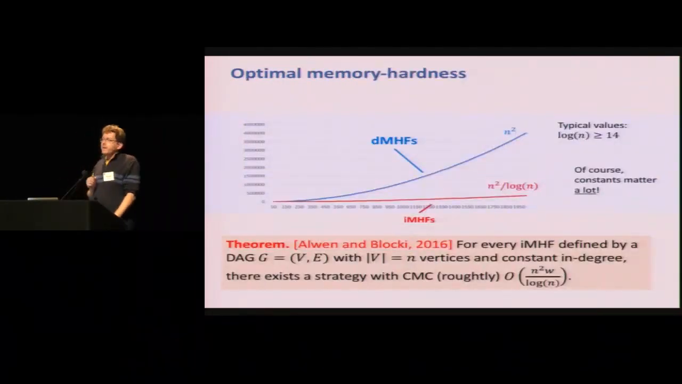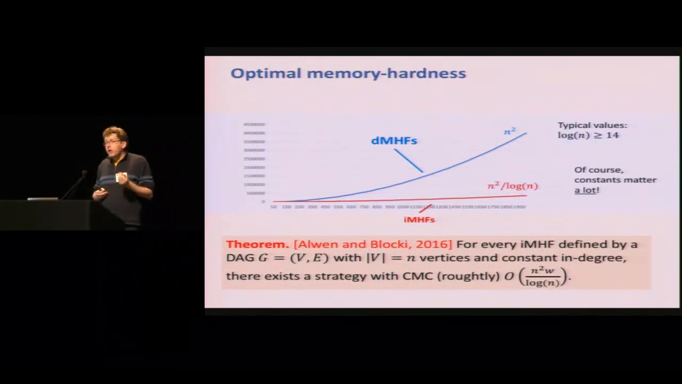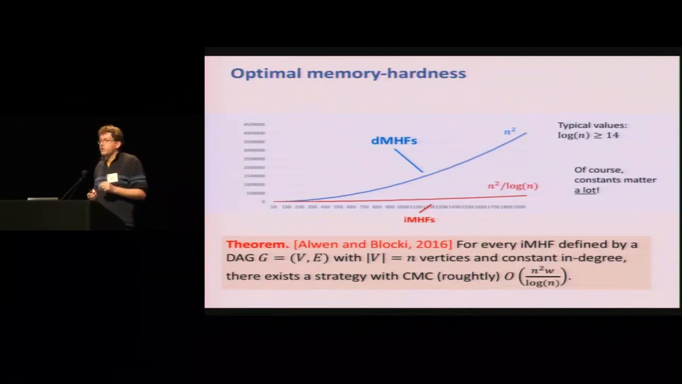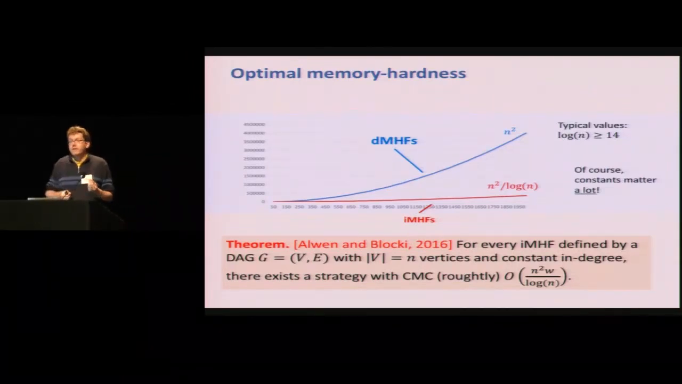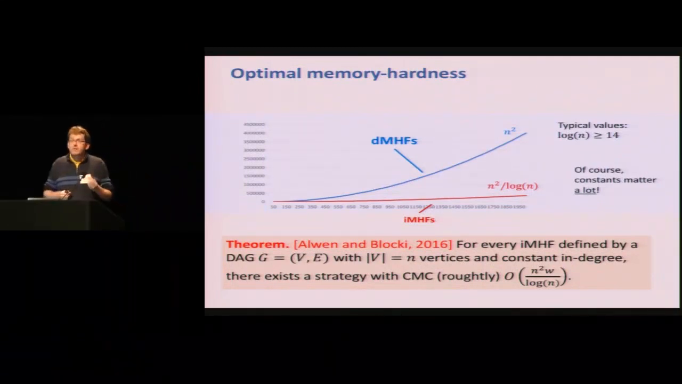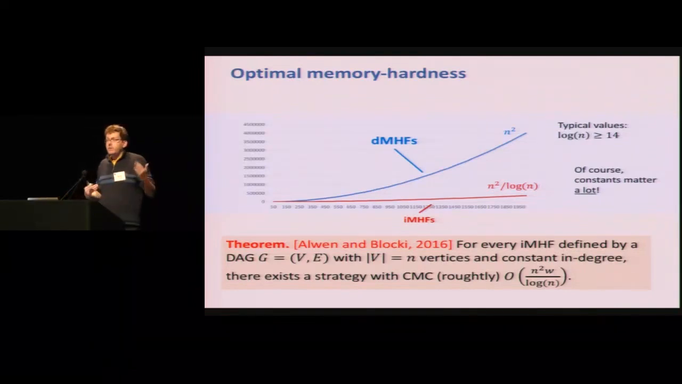Now, the important point here that was already addressed by Jeremiah is that this shows a separation between data-dependent memory hard functions and data-independent ones. So by a result by Jeremiah and Joel Alwen, we know that for every data-independent memory hard function, there exists a strategy that allows you to evaluate it with cumulative complexity which is roughly n squared times w over log n. Whereas here, we prove something of the order n squared times w, so there is a log n gap that is going to fall away.